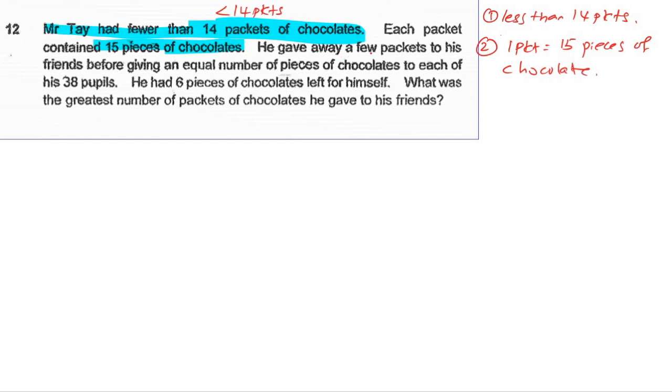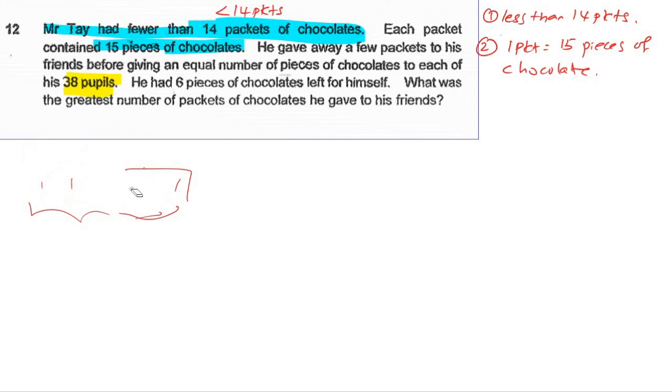Okay, he gave away a few packets to his friends, before giving an equal number of pieces of chocolate to each of his 38 pupils. In this case, they give you the pupils. Remember, last time when we were doing this, there was extra how many, each pupil gets how many, then a shortage of how many, then you combine them to find the number of people. But in this case, it already gives you 38 pupils.